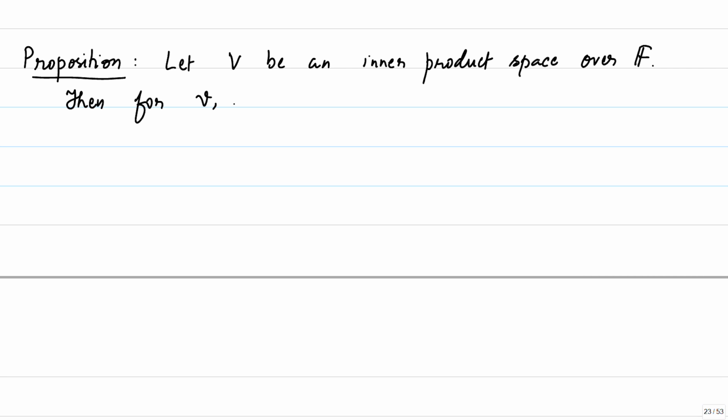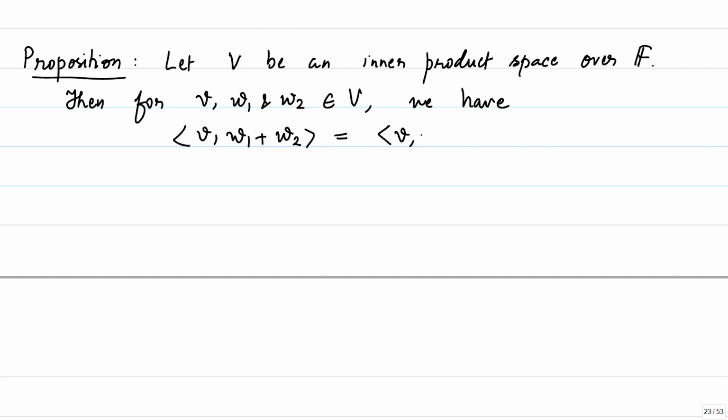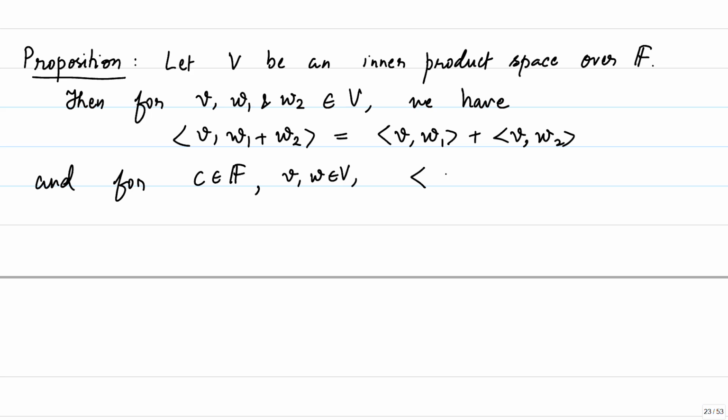for V, W1 and W2 in capital V, we have the inner product of V with W1 plus W2 is equal to the inner product of V with W1 plus the inner product of V with W2. And not just this, for a C in F and V comma W in capital V, the inner product of V with CW is equal to C bar times the inner product of V comma W. So, let us quickly prove this.